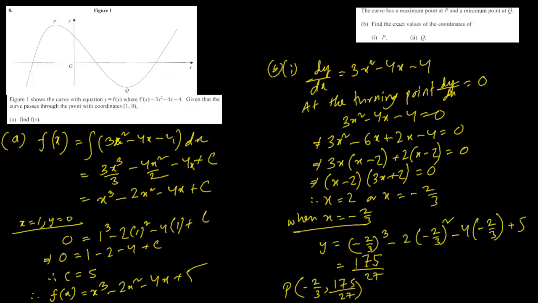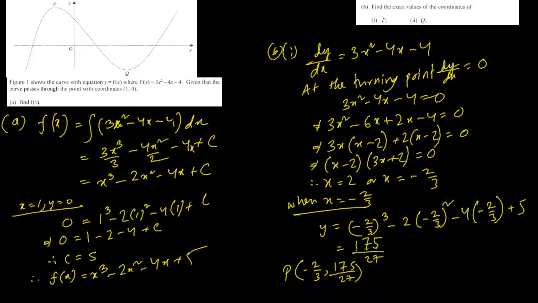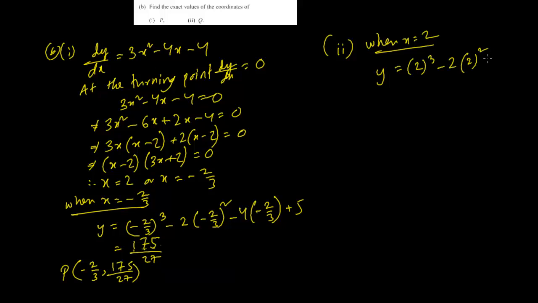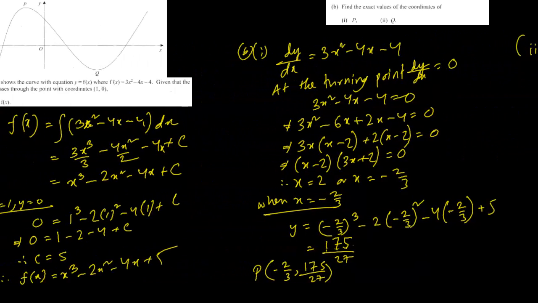The next part is: when x equals 2, the y coordinate is 2 cubed minus 2 squared minus 4 into 2 plus 5. So 2 cubed is 8, minus 4, minus 8, plus 5. This and this cancel, so this should be minus 3. So the other coordinate is Q, which is (2, minus 3). So done.